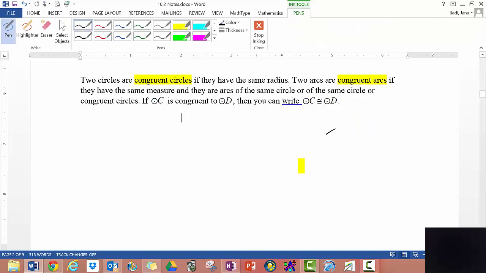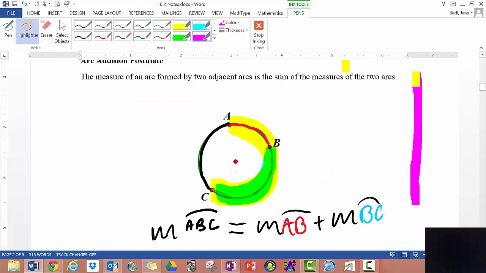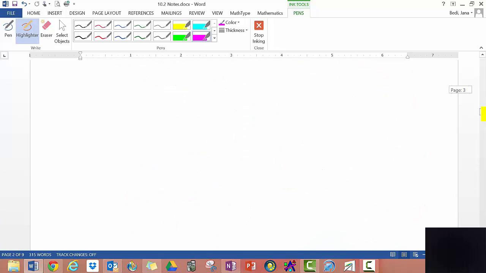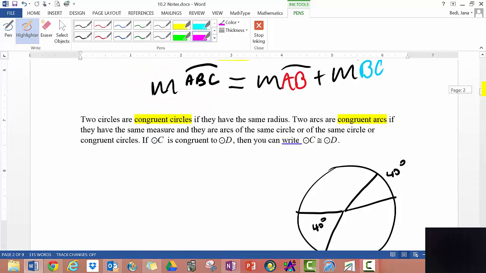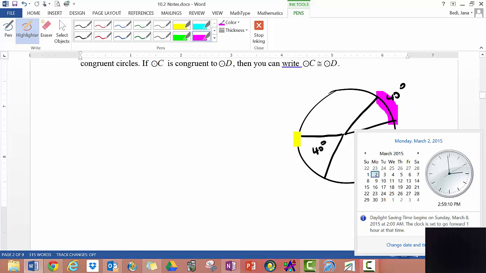Okay. So if I have a circle and this is the center, and if I have this arc measure of 40 degrees and I have another arc of 40 degrees, then what I can say is that these two arcs are congruent.